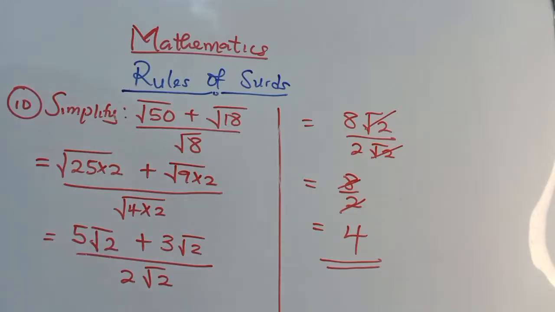That's our final answer, it's 4. So when we simplify root 50 plus root 18 over root 8, the final answer is 4. Let's look at another one.